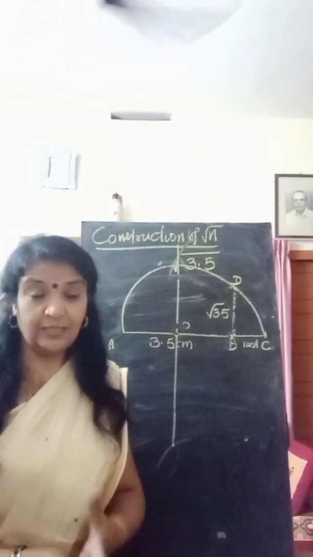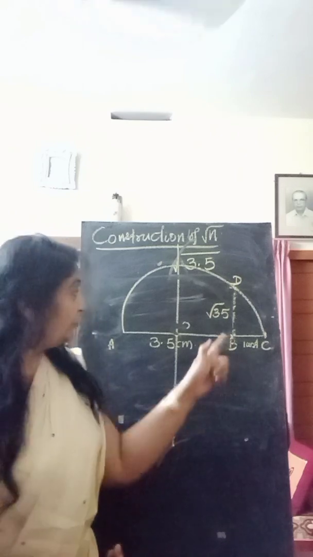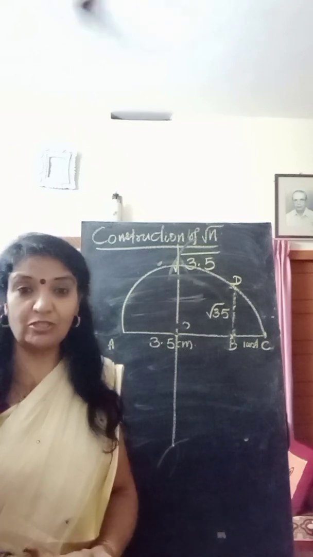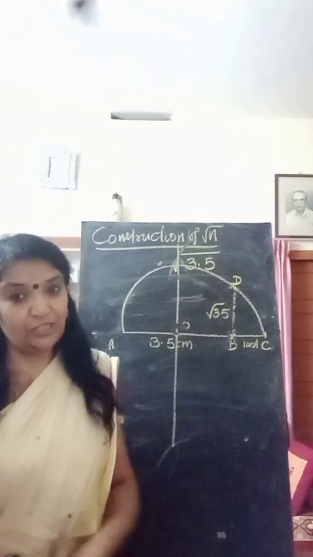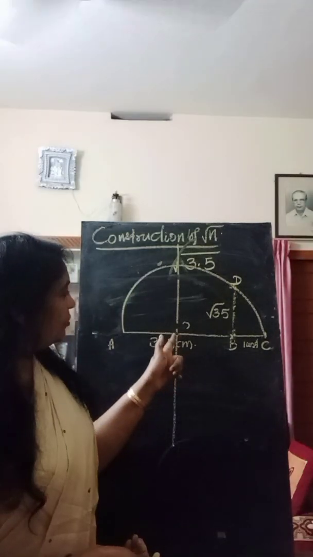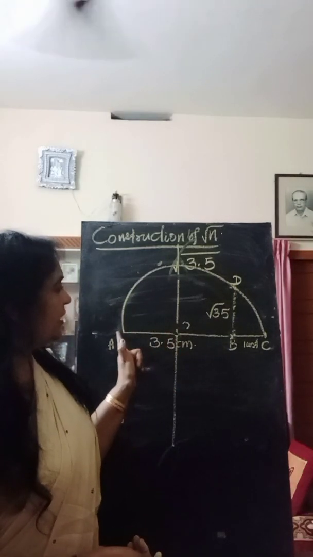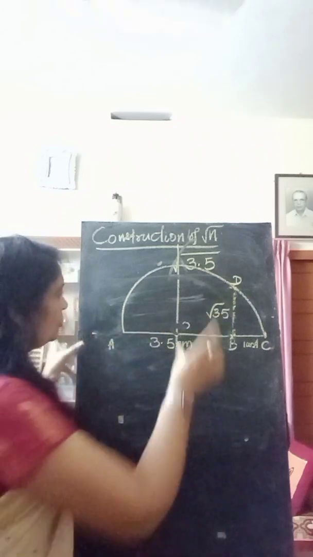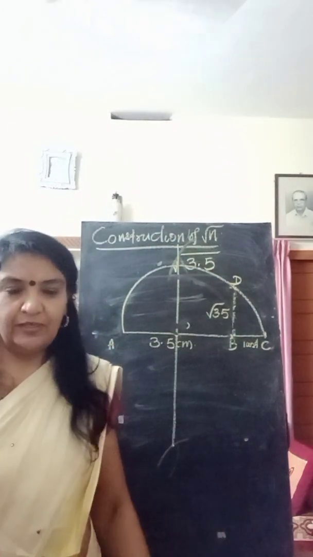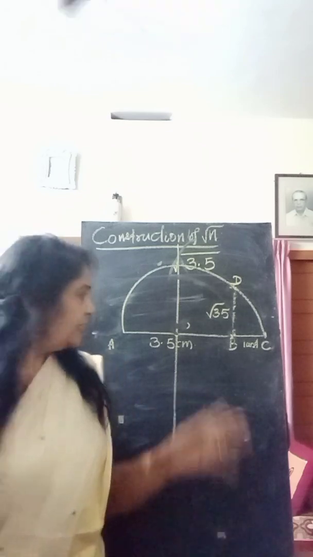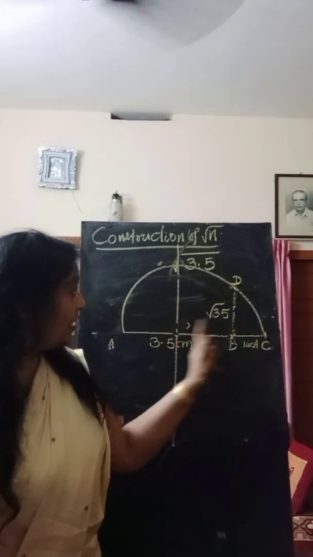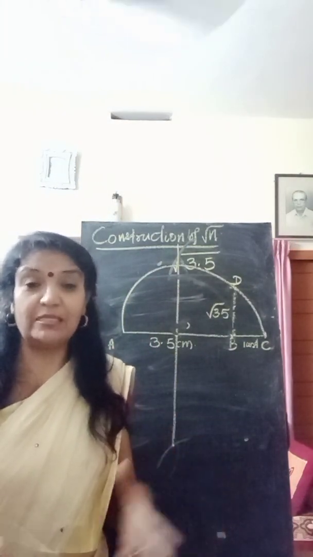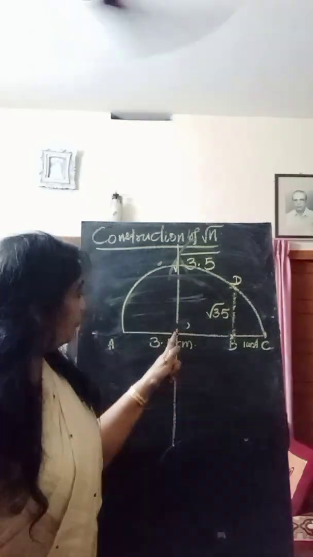Now how to get it? This number is a root of 3.5. So that is our Pythagoras theorem. And what is Pythagoras theorem? Hypotenuse, base and altitude. So here in Pythagoras theorem, OA is the same as OC. These two are the radii of the semicircle. OD is also another radius. That means OA, OC and OD, all three are radii of this circle or semicircle.